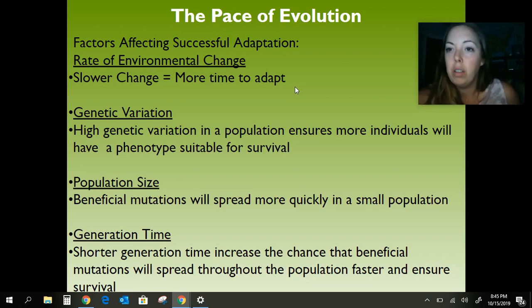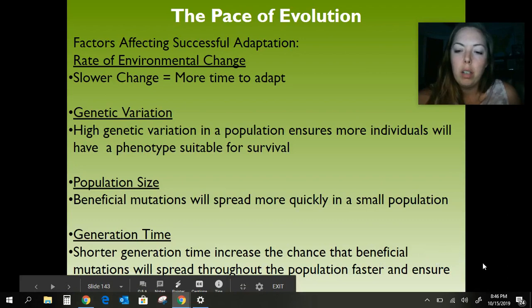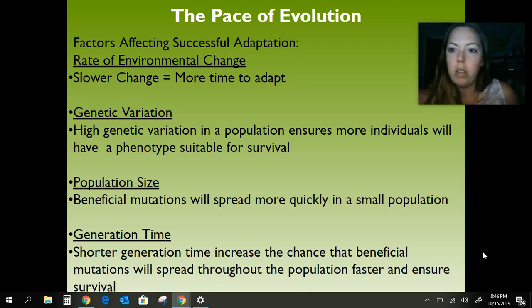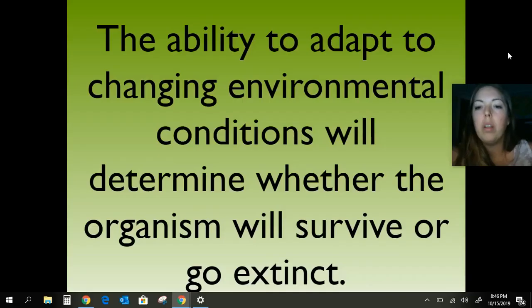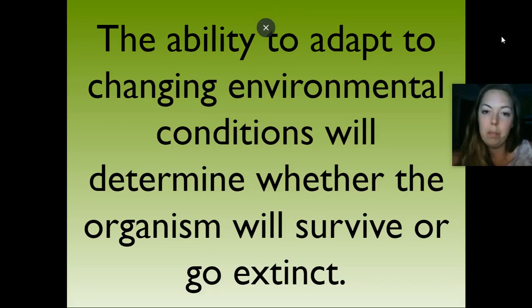So if it takes 100 generations to produce a change in the genetic composition of a species, then that change is going to occur more quickly if the time between generations is a few weeks than if it's a few years. This is why we can generate tons of species of different bacteria and see evolution happening really quickly by researching that in the lab, because the generation times for different bacteria species is crazy small. So we'll talk about that a little bit more. So one of the main things you guys should take away from all of these things, how evolution is occurring, is this, right? The ability to adapt to changing environmental conditions will determine whether the organism will survive or go extinct. Okay, so does it have that ability to adapt?